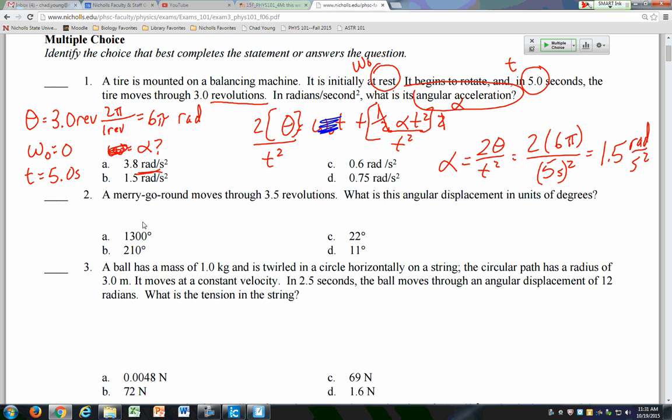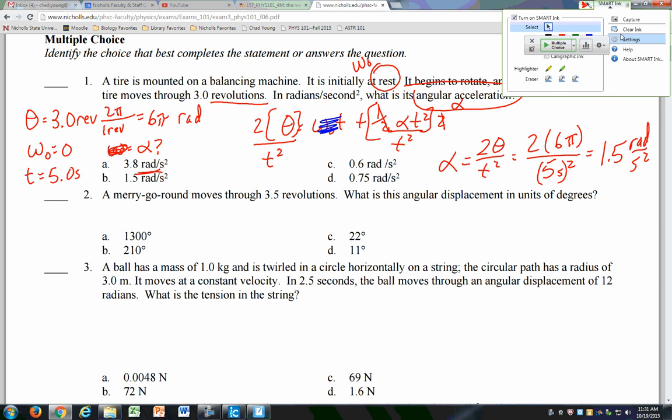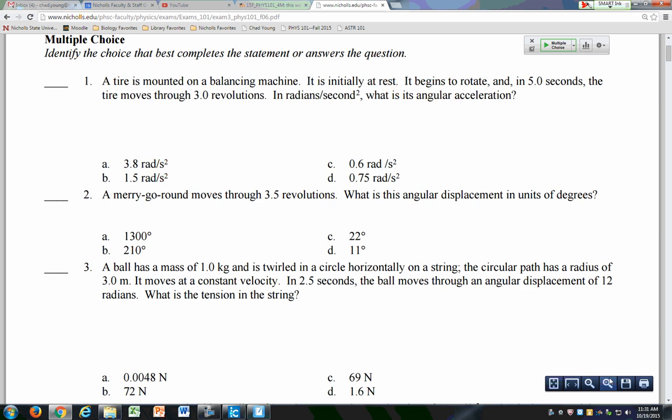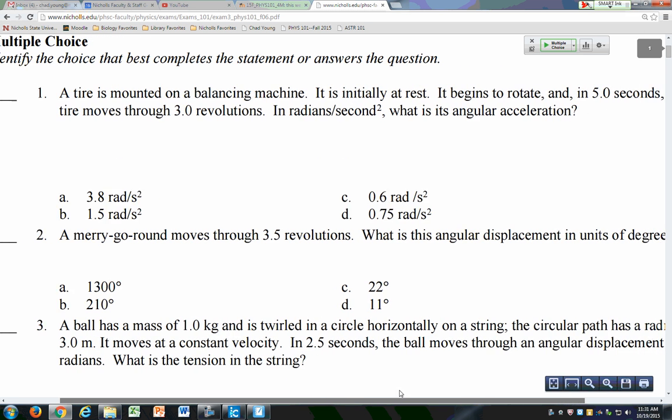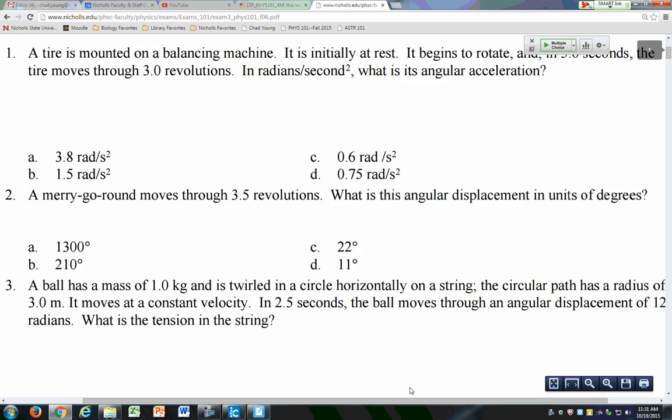Can y'all see this in the back, by the way? Zach? Y'all can't see it? Zach can see it, but nobody else. Okay, I'll zoom in a little bit, sorry. Let me clear this. Is that better? Okay, good.